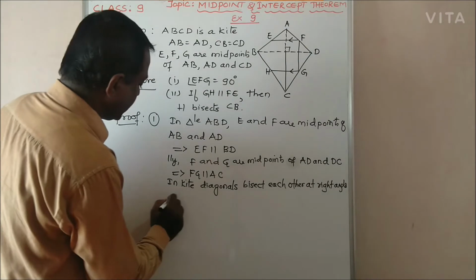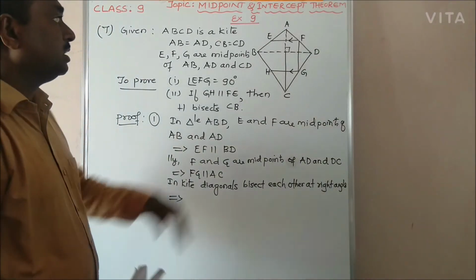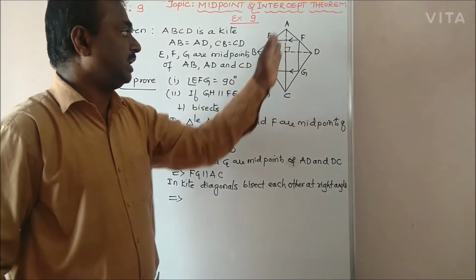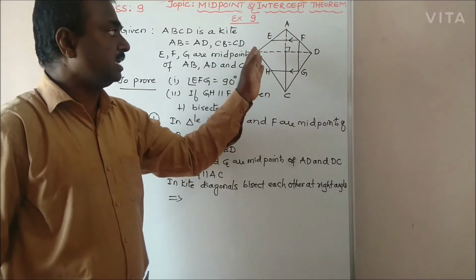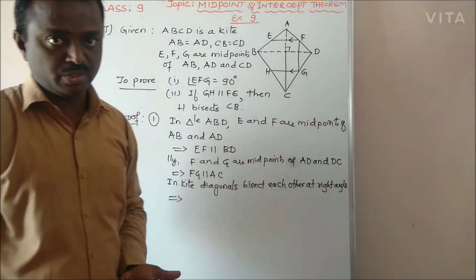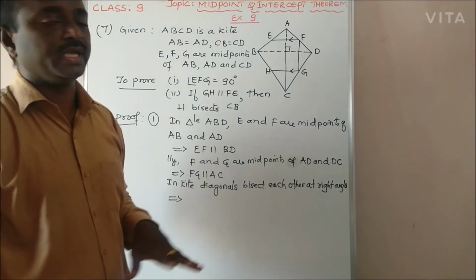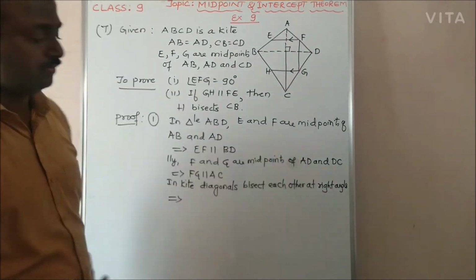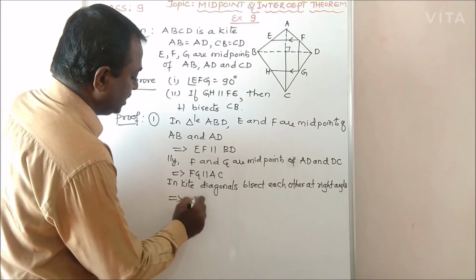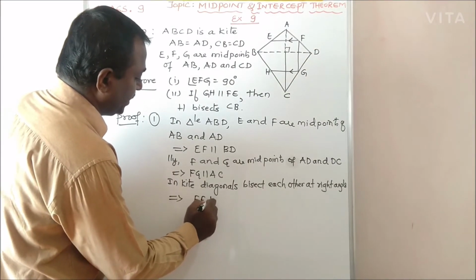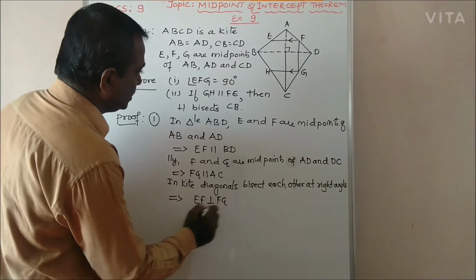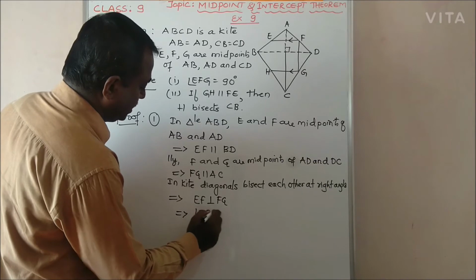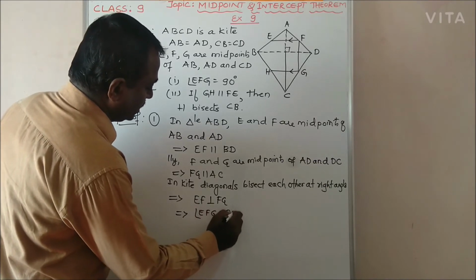So this implies, since EF and FG are parallel to BD and AC, and the diagonals BD and AC are perpendicular to each other, definitely we can say EF is also perpendicular to FG. This implies angle EFG is equal to 90 degrees.